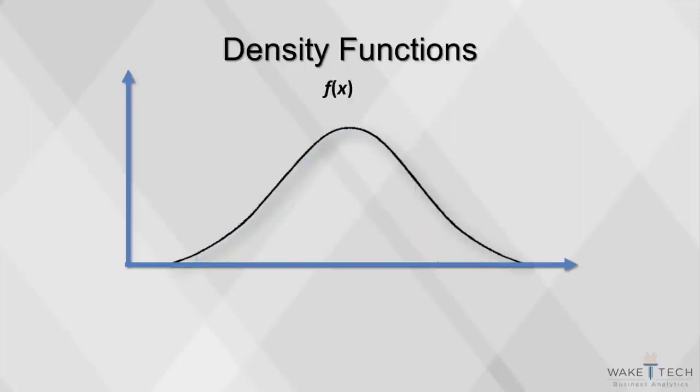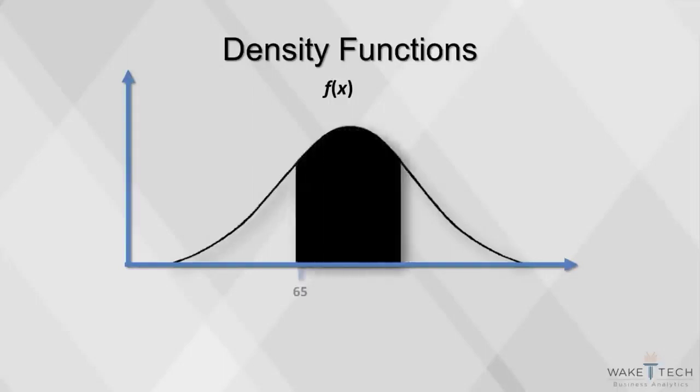A density function, usually denoted by f(x), specifies the probability distribution of a continuous random variable x. The higher f(x) is, the more likely x is. Probabilities are found from a density function as areas under the curve. So for example, the shaded portion under this bell curve represents the probability of x being between 65 and 75.